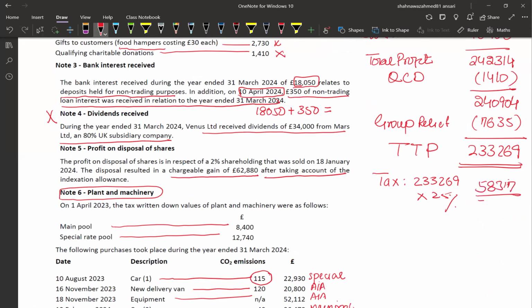So this was the question where we have to first of all adjust accounting profit into tax adjusted trading profit using the capital allowance figure, the lease deduction, and then we have identified bank interest as per accrual method, profit on disposal of shares, then one group relief, and then the identification of relevant tax rate.